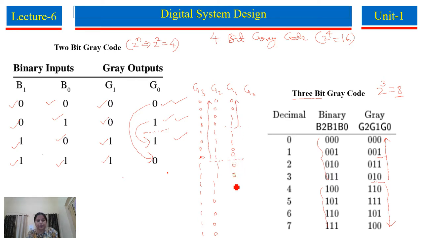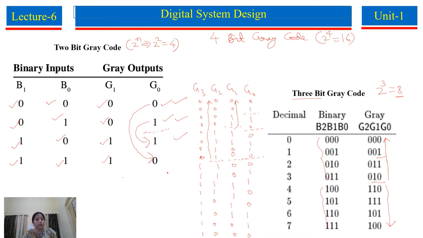So 0 0 1 1 and here 1 1 0 0. Then similarly here 0 1, then make a mirror image 1 0. Then make a mirror image here 0 1 1 0, and here 0 1 1 0, and here 0 1 1 0. So this is the 4-bit gray code.